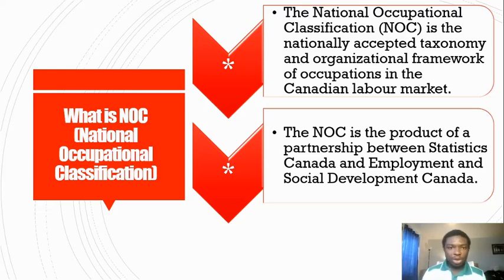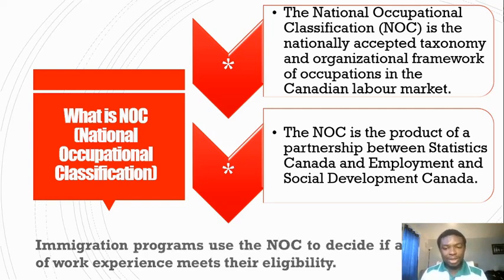All right. So whether you're a banker, an auditor, a financial analyst, an accountant, a fruit picker, a driver, a chef, whatever job you have, there is an NOC. So typically it's just number codes that are used to classify different job types. Also, immigration programs use the NOC to decide if a job or type of work experience meets their eligibility. So there are immigration programs that are specifically for skilled workers, for example. So depending on what your NOC is, you might be qualified or not for such immigration programs.